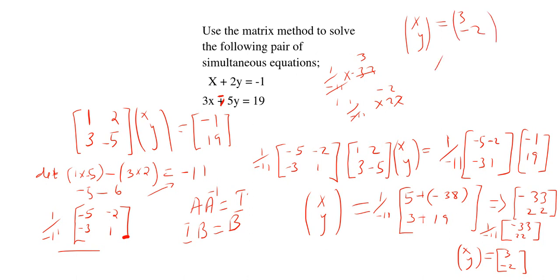And this will give us our value of x as 3 and our value of y as negative 2. So these are the solutions for our simultaneous equations. You can always substitute in the original equations and prove that left hand side equals the right hand side.